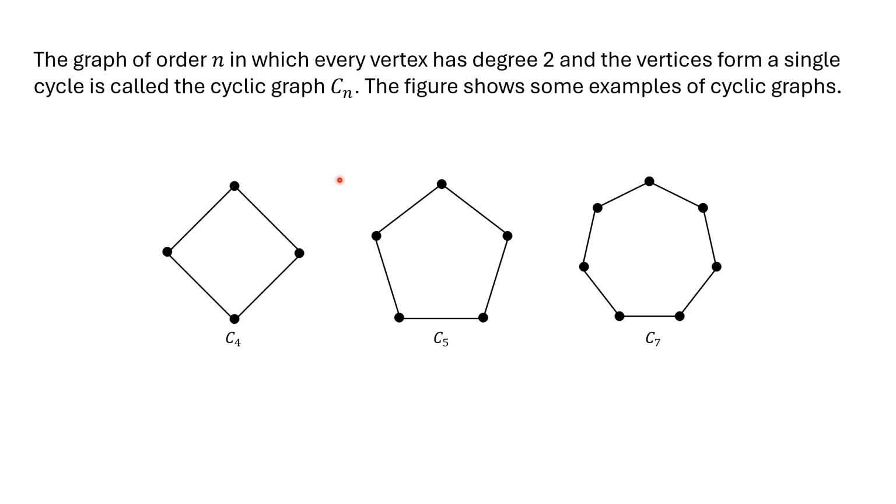On this slide, I'm showing another type of regular graph. The graph of order n, in which every vertex has degree 2 and the vertices form a single cycle, is called a cyclic graph, and it's denoted C sub n. And I have some examples here: C4, C5, C7. So it's pretty simple. You just connect the dots in a cycle. And you notice you have degree 2 for each one of the vertices. Okay, so that's another example of a type of regular graph.